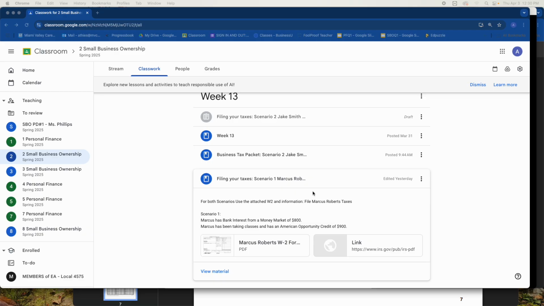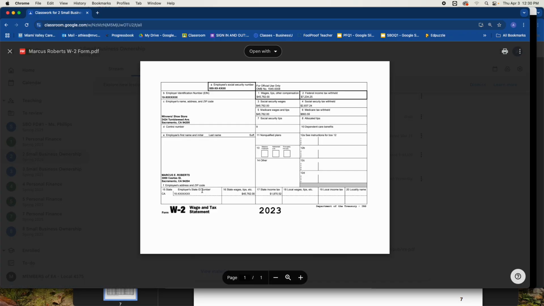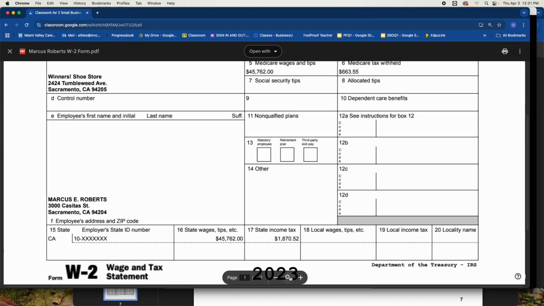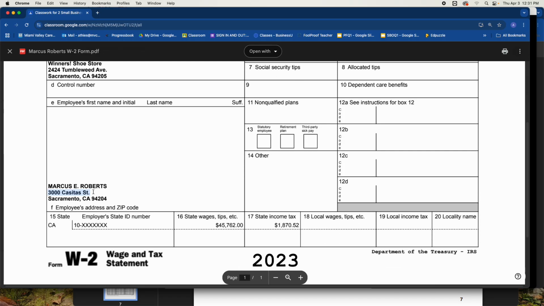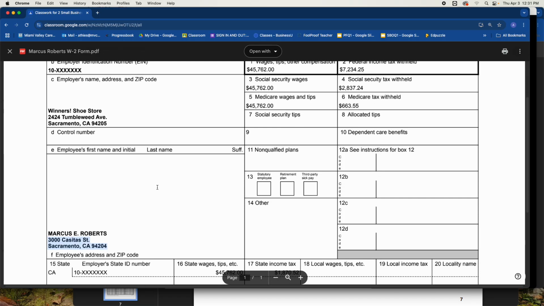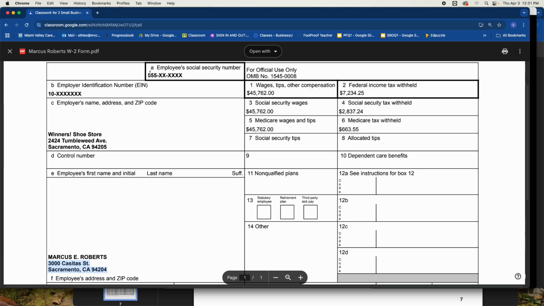The first tax situation that we are going to deal with is going to be for Marcus Roberts. He got a W-2. Here is his W-2. He made $45,762 in wages, and he had $7,234.25 withheld in federal income tax. His address and city, state, zip is down here, as well as his social security number is up here.